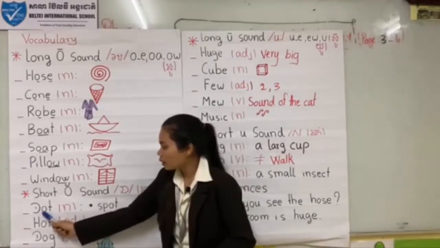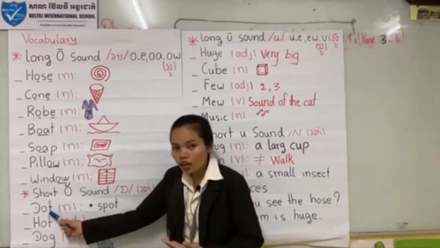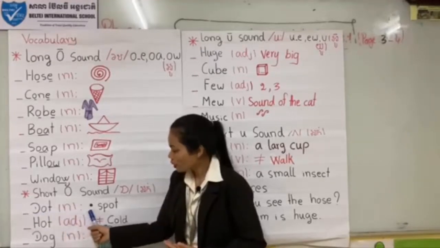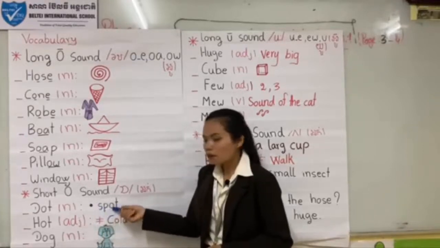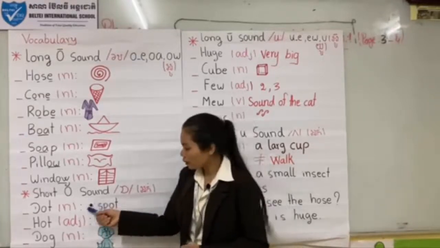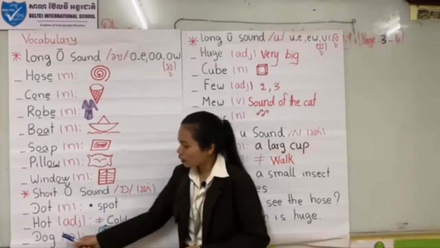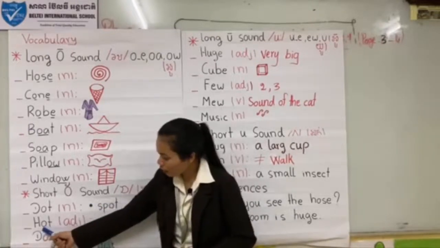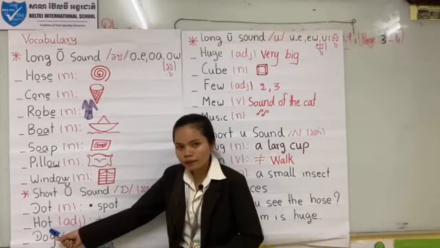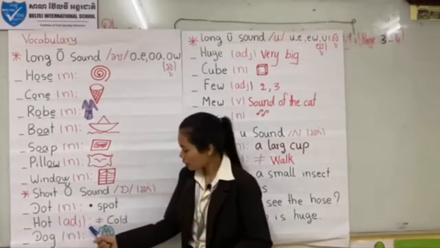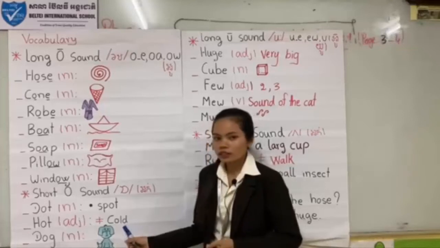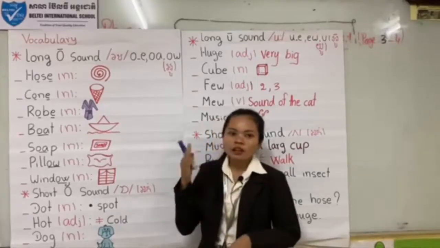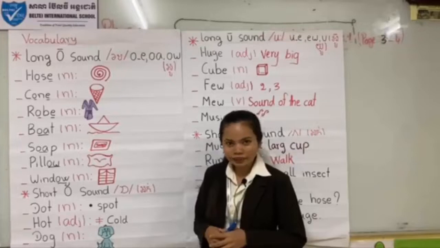Example like dot. Dot means like a spot. Here we call it dot. Another example like hot. Okay, hot is the opposite of cold. Cold is like this, but hot, so hot, right?